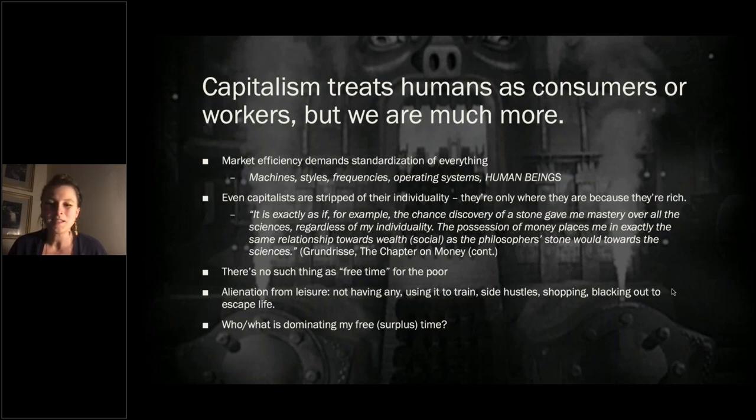So I use this idea of using it to train, right? Maybe you want to learn a different programming language, but in a lot of circumstances you're also going to find people who say, well, I need to go work out because if I'm not physically attractive at my job, then I'm going to maybe lose it, or I'll be put in a situation where I don't get a promotion or things like that. There are lots of different ways to look at how people are alienated from their free time.